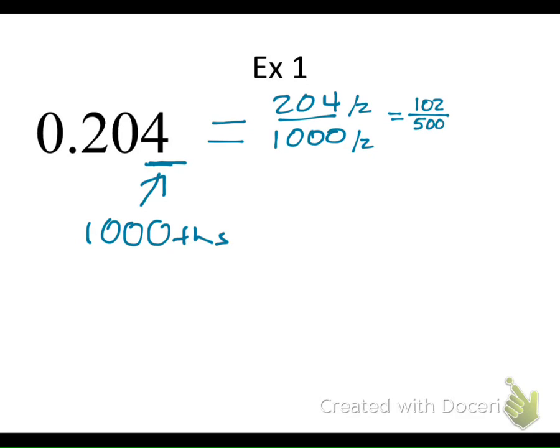That can be reduced again by 2. 102 divided by 2 is 51. 500 divided by 2 is 250. Can that be reduced anymore? No. How come? There's nothing going to it. Nothing can go into it. So it can only either be reduced by 2 or 5. 2 or 5 does not go into 51, right? It has to be an even number if 2 goes into it, and it has to either be a 0 or a 5 if a 5 goes into it. So box in your answer.